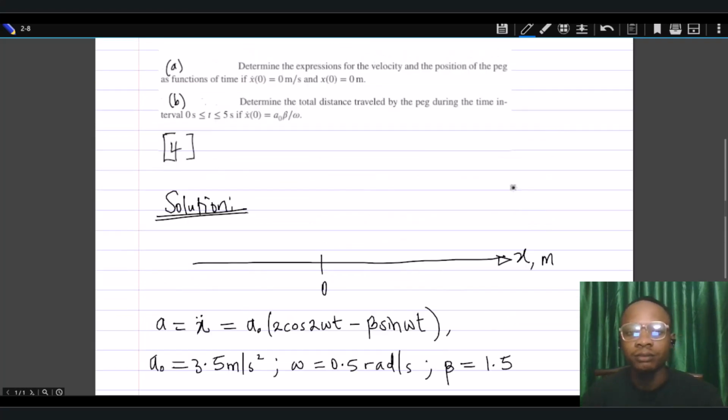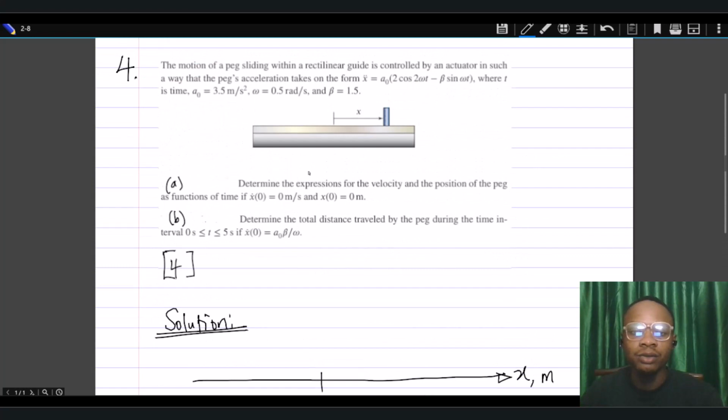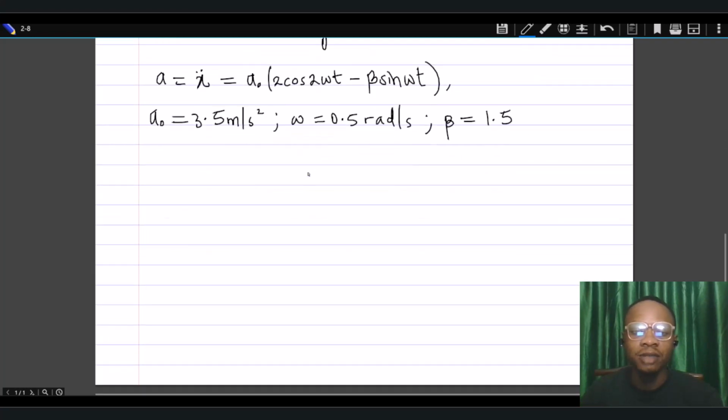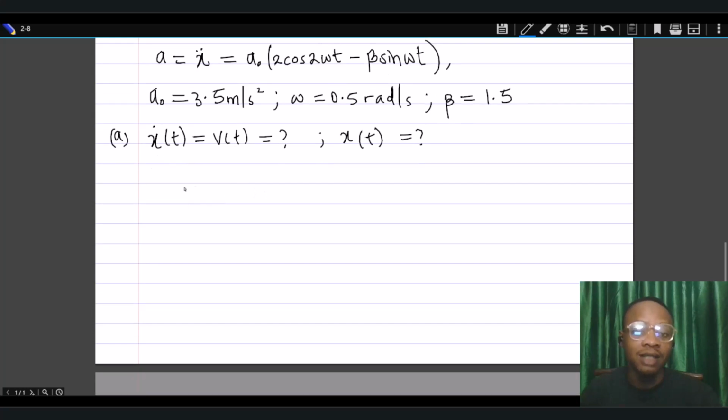All right, so with that, we are good to go. Let's now go ahead and solve for the first part that asks that we get x dot as a function of time, which we know is velocity as a function of time, and it also asks us for position itself as a function of time. So how do we do that? Again, we ask ourselves, this is unknown but required. So how does it relate with the known parameter? So this is acceleration. We know acceleration, we need velocity.